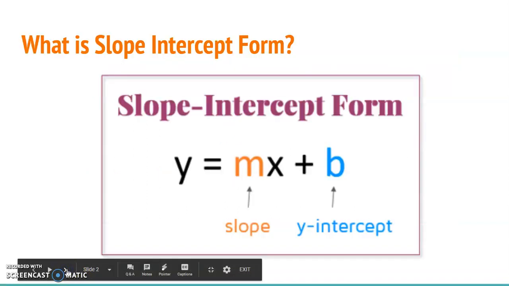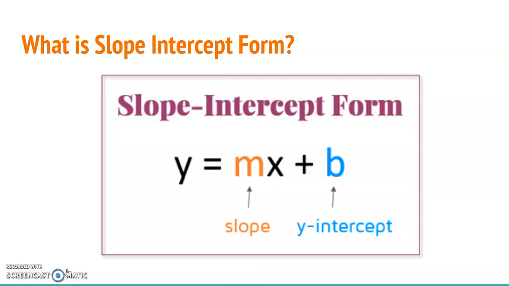First off, what is slope-intercept form? Slope-intercept form is a way to graph a linear line. And if you remember from our last class, a linear line is a straight line. So we can represent that straight line in the equation y equals mx plus b. This is slope-intercept form. M represents slope, and b represents the y-intercept.